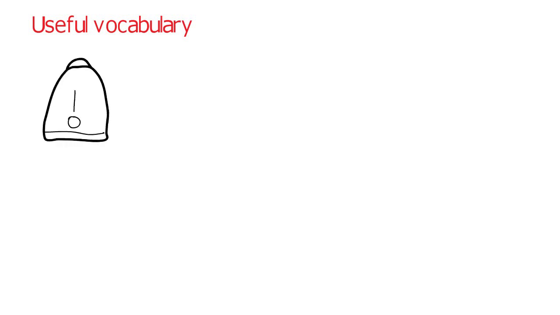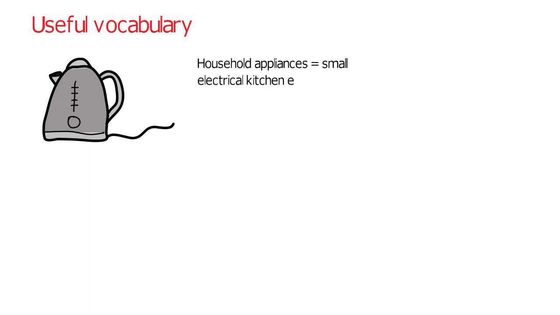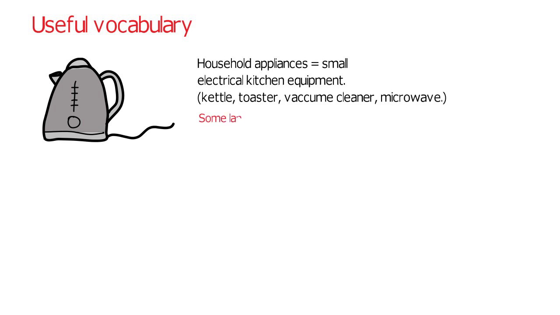Finally, let's talk about some household vocabulary. Electrical equipment in the kitchen, such as the kettle, toaster, microwave or vacuum cleaner, are called household appliances. Household appliances.